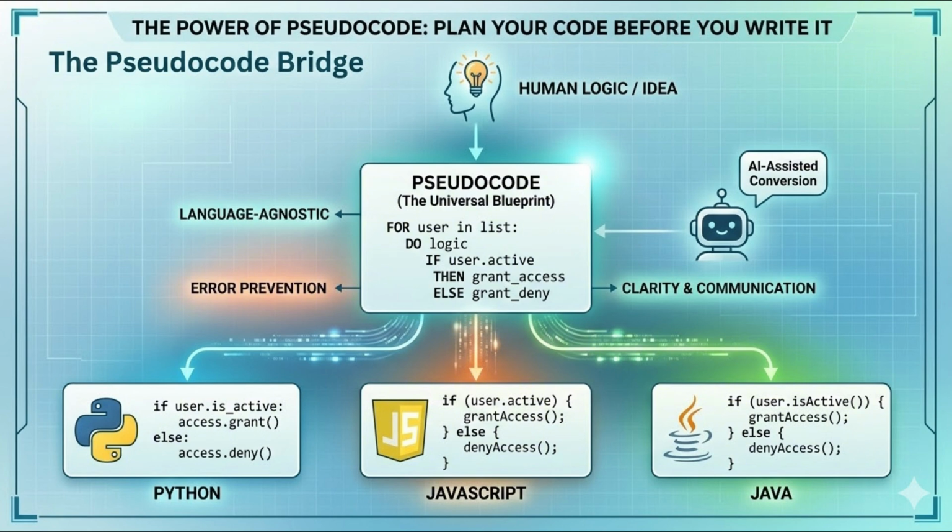For a login function, the high-level steps are: first, receive the username and password. Second, find the user in the database based on the username. Third, if the user exists, compare the provided password with the stored password. Fourth, if the passwords match, the login is successful. Fifth, if any of these checks fail, the login fails.